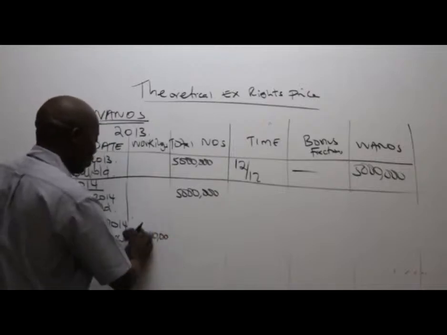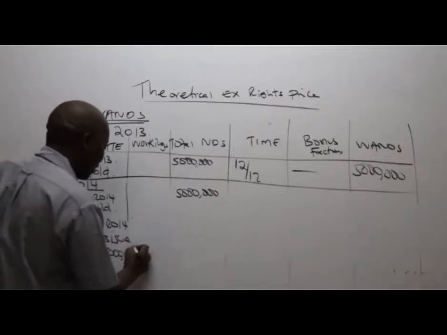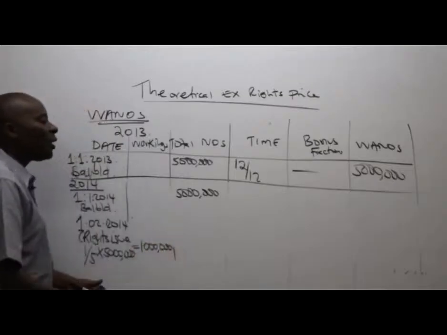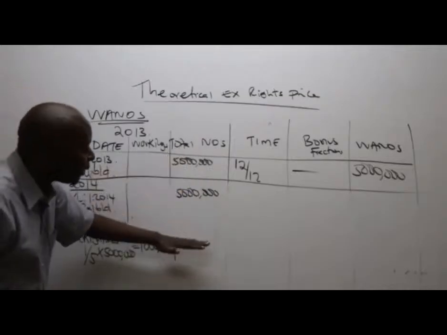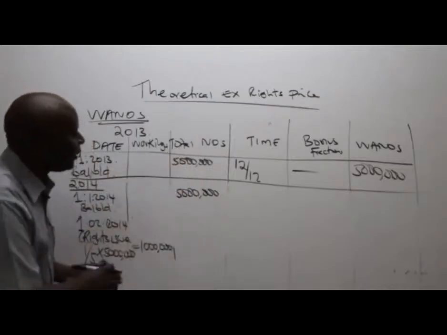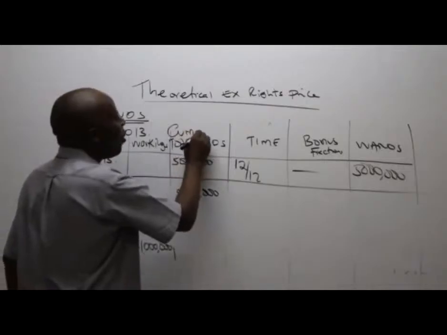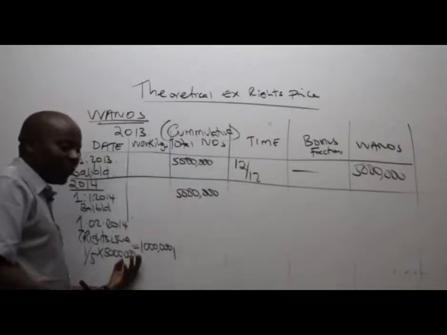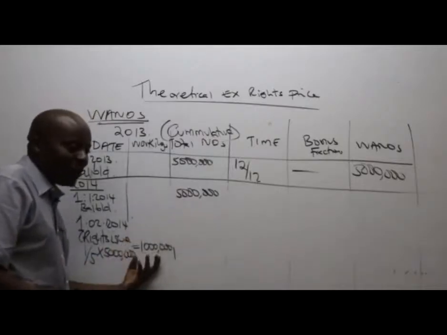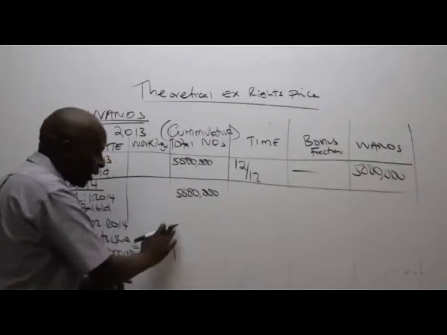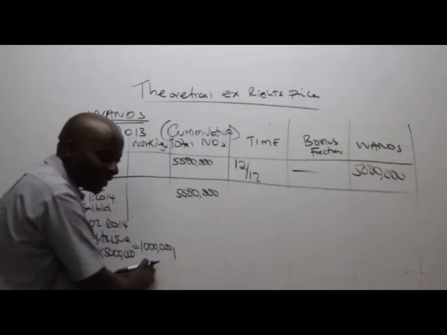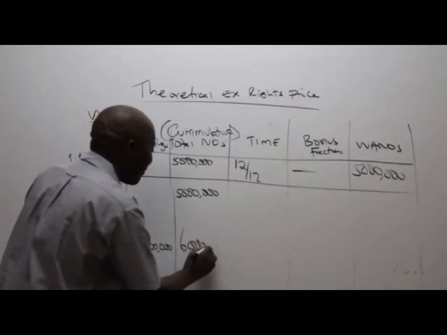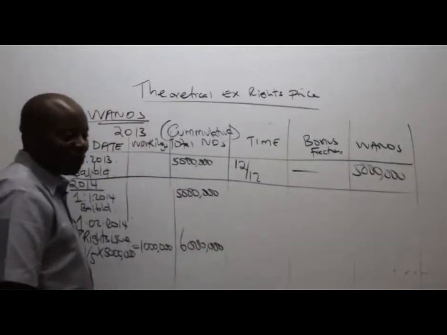I appreciate what that student is trying to tell me. The student is trying to tell me that this column normally takes the total, the cumulative. So 5 million plus 1 million gives me how many shares in total? 6 million. Thank you very much.